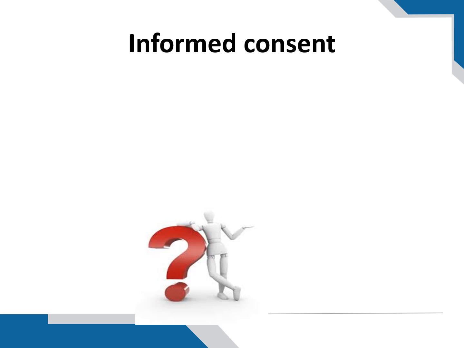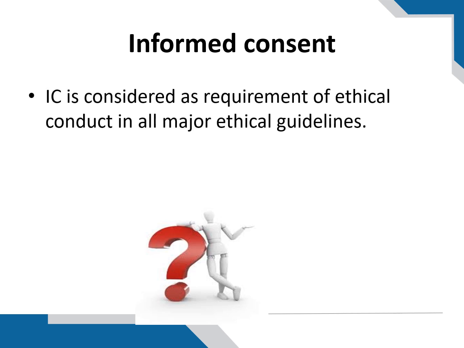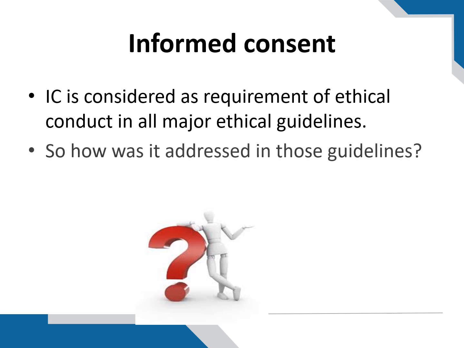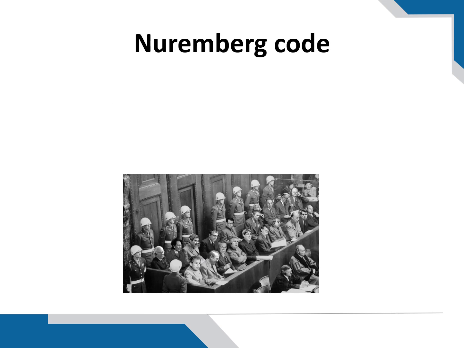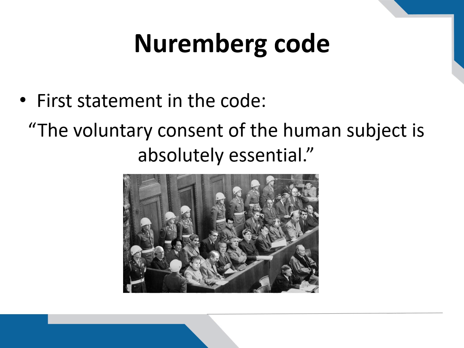Informed consent has been noted in most or in all major ethics guidelines. The following slides will demonstrate how it has been mentioned. So in the Nuremberg Code, the first statement in the code said the voluntary consent of the human subject is absolutely essential. Then in this code there was another paragraph explaining that it should be voluntarily with absence of coercion, undue inducement, and exploitation.